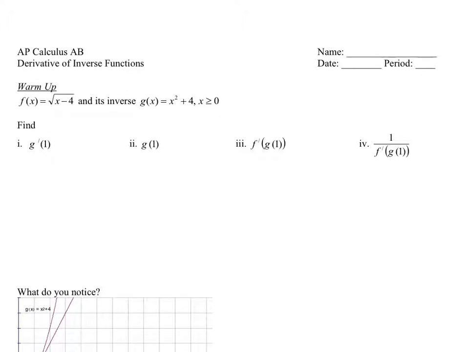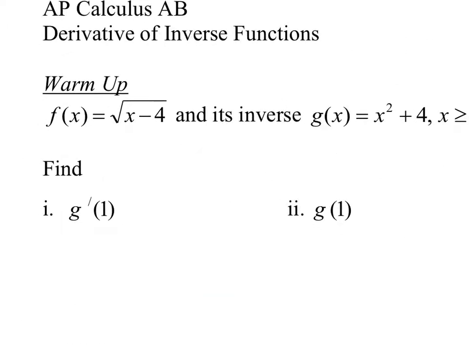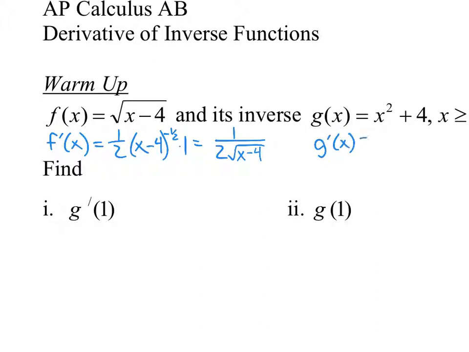So first of all, we see we have some g primes and f primes, so let's go ahead and find what g prime and f prime are. Here's f prime of x. What is that going to be? 1/2 times x minus 4 to the negative 1/2, and then times 1 with the chain rule. So this is going to be 1 over 2 radical x minus 4. And then, of course, g prime. That one's nice and easy: 2x. So, what's g prime of 1? 2. What's g of 1? 5.